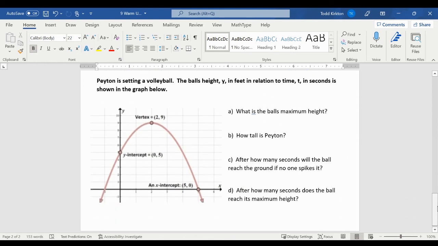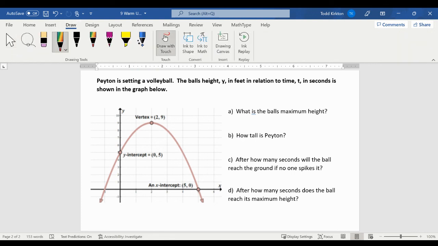Peyton's setting a volleyball. So we have the height in feet and time. So we're hitting the ball up in the air. Right here is where it starts. So what's the ball's maximum height? The maximum happens at the vertex. The x-coordinate is time. The y-coordinate is the height. So it goes up to 9 feet. How tall is Peyton? Well, Peyton is where the ball is starting. So Peyton is at 5.